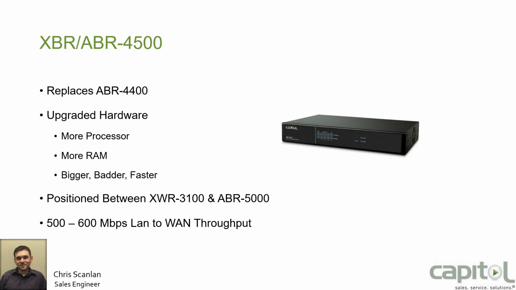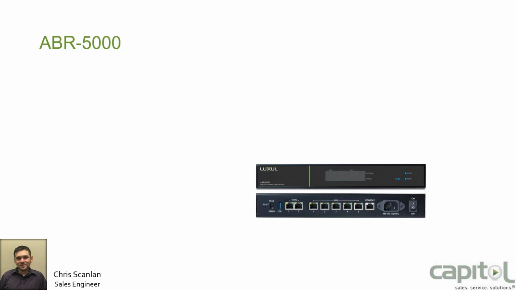So if you've got a customer that's paying for a full gigabit fiber, full gigabit up and down to their house, you're not going to want to go with the ABR 4500. You're going to want to go to the ABR 5000. The ABR 5000 gives you a full WAN to LAN throughput. And if you notice, it's got dual WAN ports on it. You can actually do load balancing. You can do failovers. You can do a lot of stuff with this.